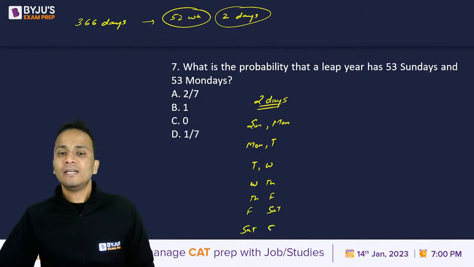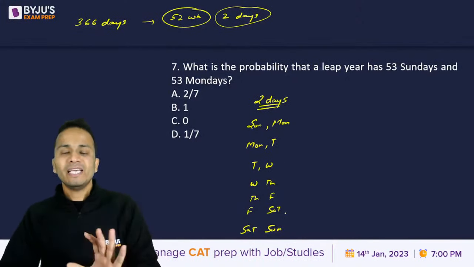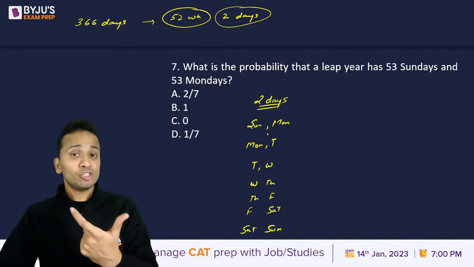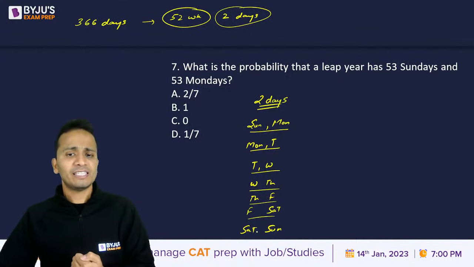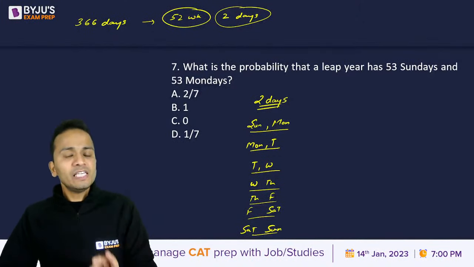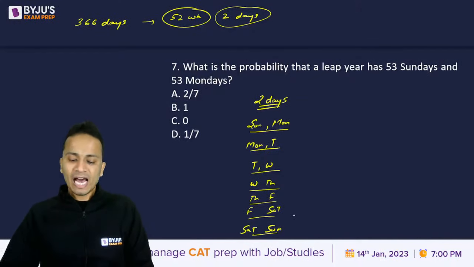Saturday, Sunday. Can I say that these can be the 7 possibilities, yes or no? Right? So either these 2 extra days, the ones that are left over, can be Sunday, Monday, or Monday, Tuesday, or Tuesday, Wednesday, or Wednesday, Thursday, Thursday, Friday, Friday, Saturday, Saturday, Sunday. These can be the 7 possibilities. Now out of these 7 possibilities, how many favorable cases do we have?